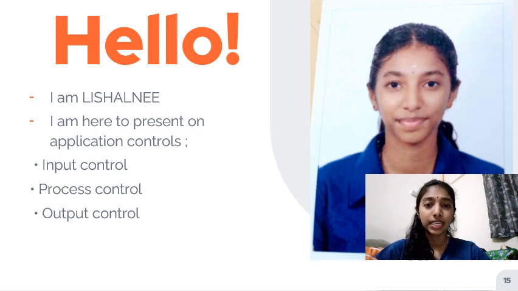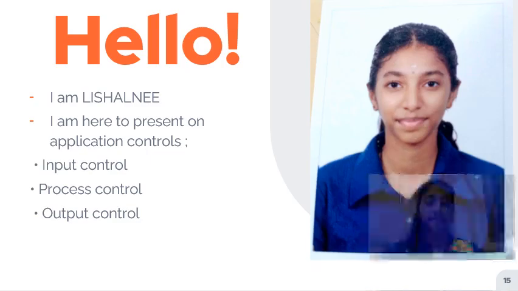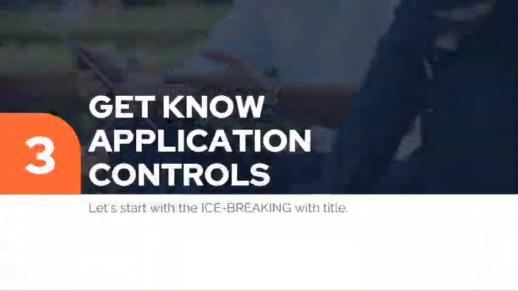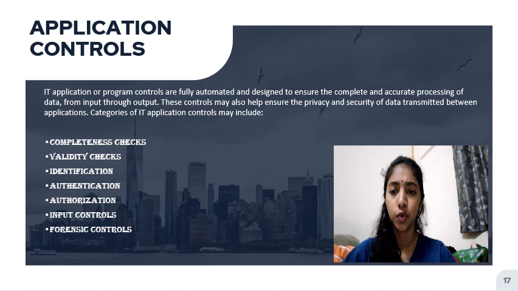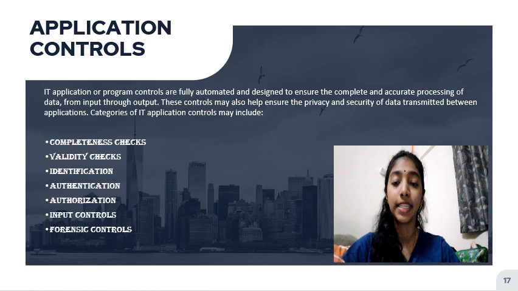Today I'm here to present about application control. There are three types of application control. First one is input control, second one is process control, and third one is output control. What is application control?